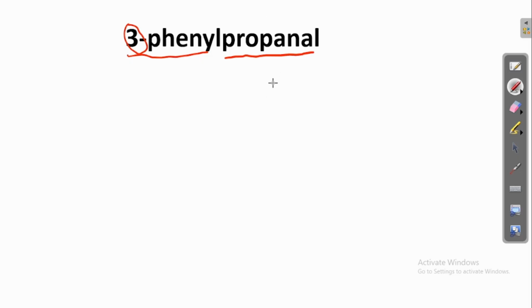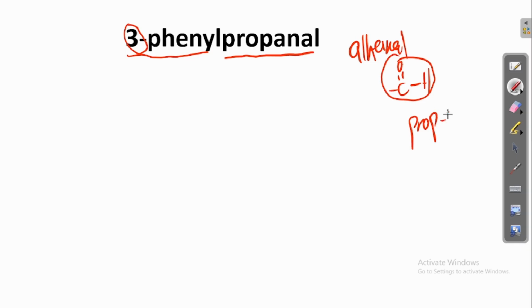Let's focus on propanal, because if you don't get propanal very well, you're not going to get anything. First, ask yourself, what is the functional group of the parent name? Since propanal is an aldehyde, it's called an alkanal. And the functional group of an alkanal is like this. Prop means 3 carbon atoms, so the parent chain is 1, 2, 3, and the third one has the functional group, which is this.